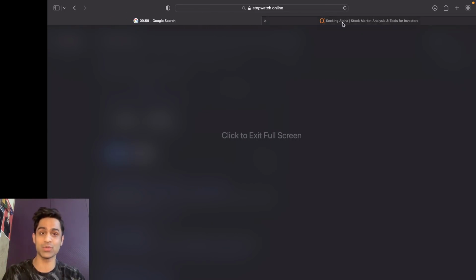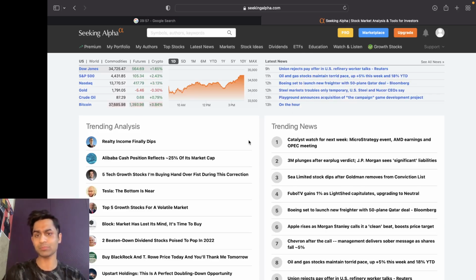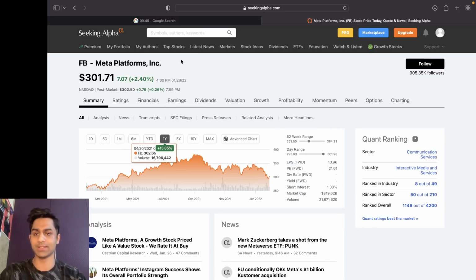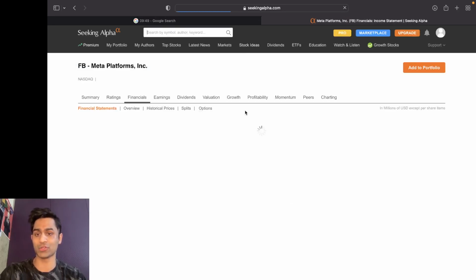The first thing we're going to do is go over to seekingalpha.com. Again, it's a free website, and everyone has access to it. You can literally go to seekingalpha.com and there is a search bar up top. We're going to type in Facebook, and go over to Meta Platforms. This is going to be the front page. Then you're going to come over to financials.